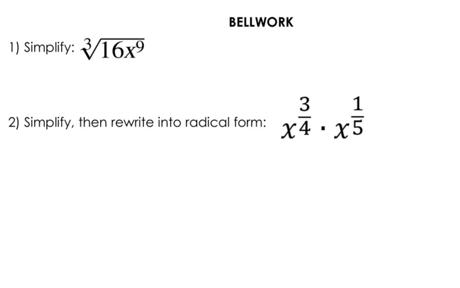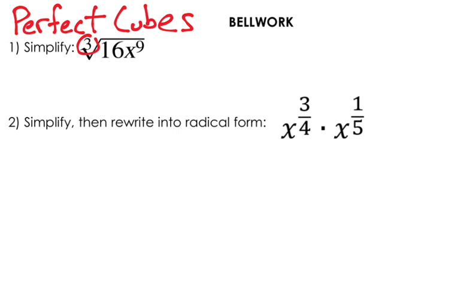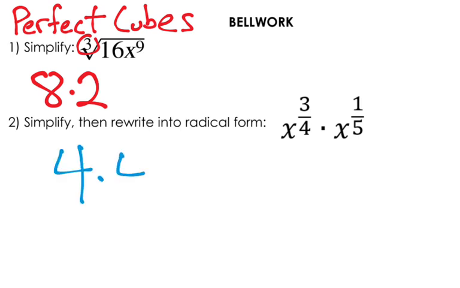Okay, let's go ahead by quickly going over these bellwork problems. So in number 1, we're trying to find the cube root of 16 times x to the 9th power. You would have to first know that 16 is really 8 times 2 because 8 is a perfect cube and 8 times 2 is 16. We would not want to use 4 times 4 because 4 and 4 are perfect squares. They are not perfect cubes.